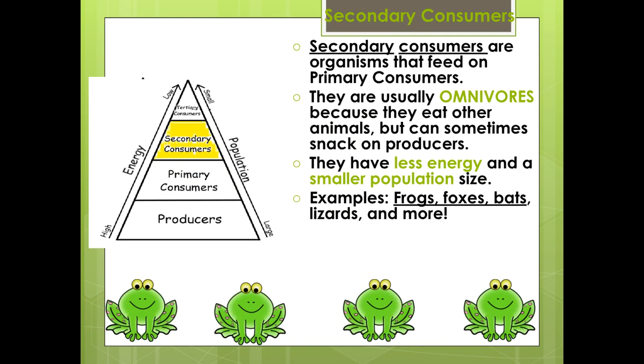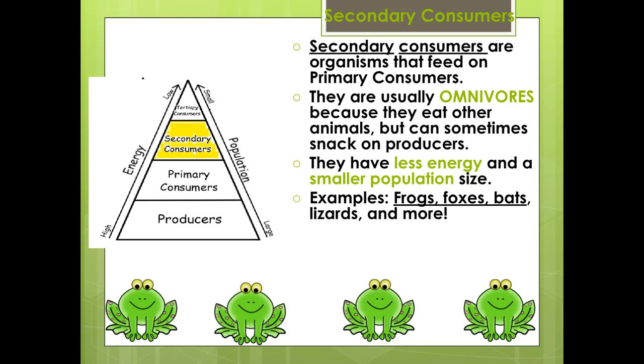Secondary consumers are the next level. They're organisms that feed on the primary consumers. Now, they're usually omnivores because they eat other animals, they eat the primary consumers, but sometimes they snack on producers. Sometimes they eat some carrots or some grass or some other plants as well. For the most part, though, they're feeding on the primary consumer below them. Because of this, they've got less energy. Remember, they're only getting 10% of the 10%. And they have a smaller population size.